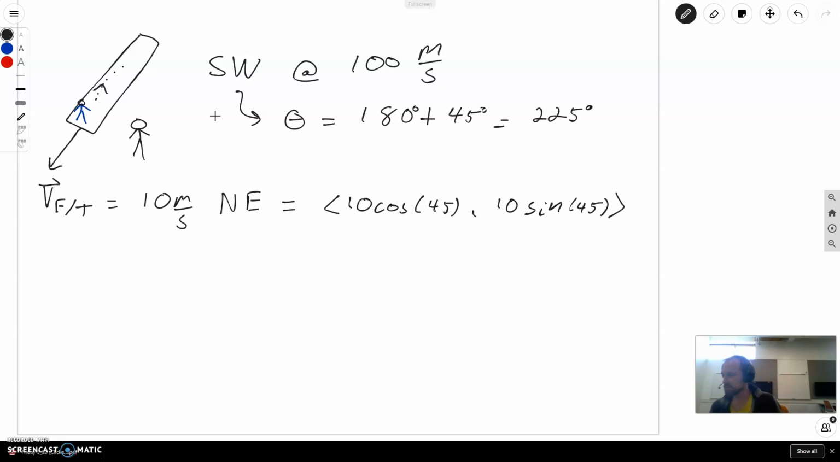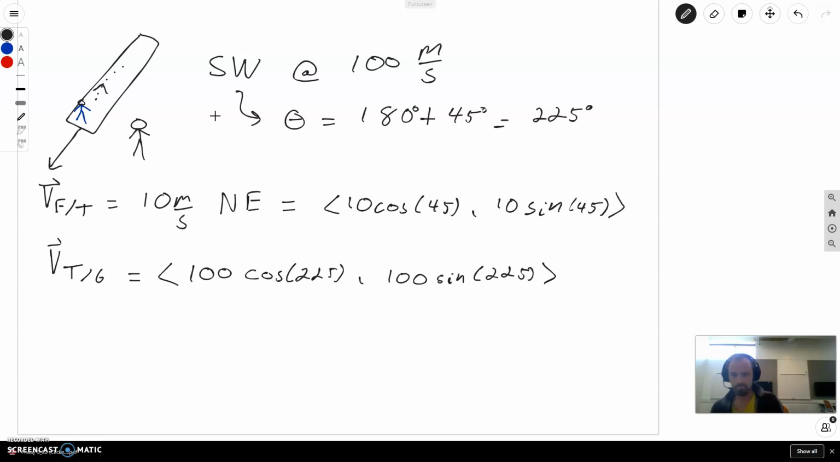Well, we already expressed the velocity vector of the football with respect to the train. We can easily do the train with respect to the ground. That's going to equal 100 cosine of 225, comma 100 sine of 225. Okay, because remember, this angle all the way around is 225 degrees.